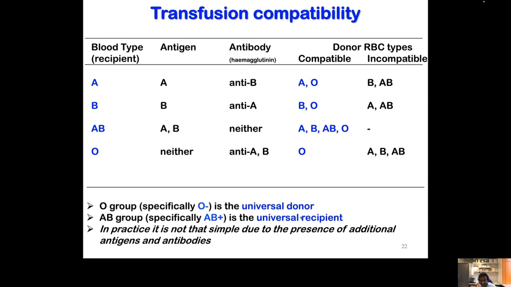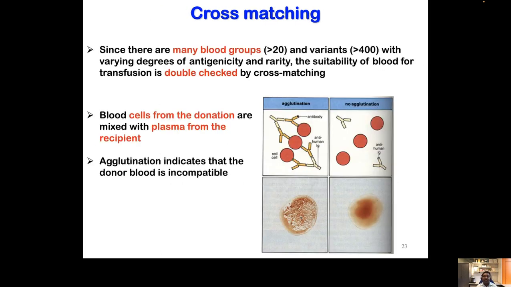In practice, it's not that simple due to the presence of other antigens, particularly, for example, RH, and other matches will also be done. This is why cross matching has to be done between the donor and the recipient prior to transfusion. Since there are many blood groups, more than 20 different types of blood groups, and more than 400 variants available on red blood cells, and there are some rare blood groups as well, which we are not going to touch because this is just a basic lecture on blood grouping. So the suitability of blood transfusion should be double checked by cross matching.